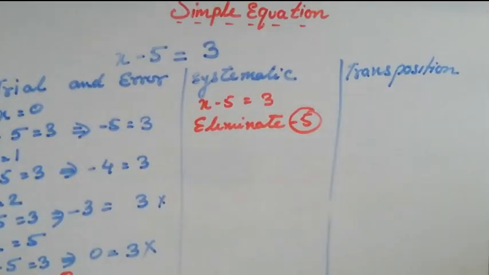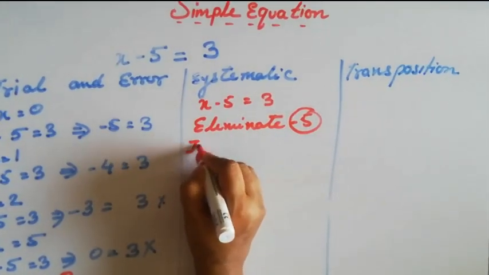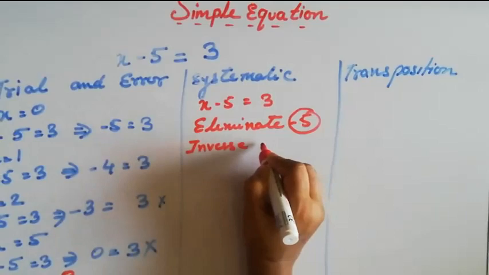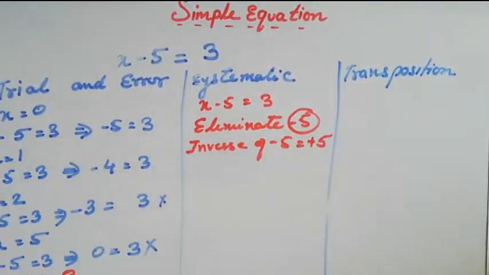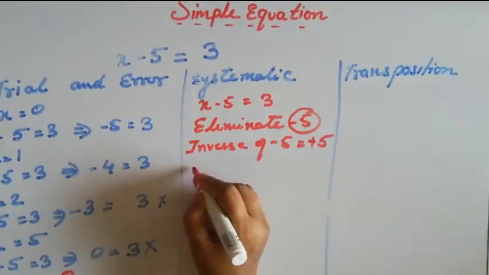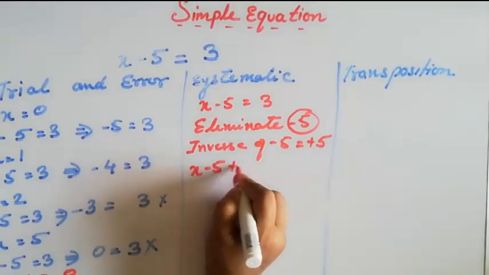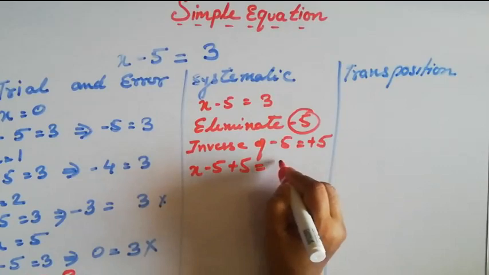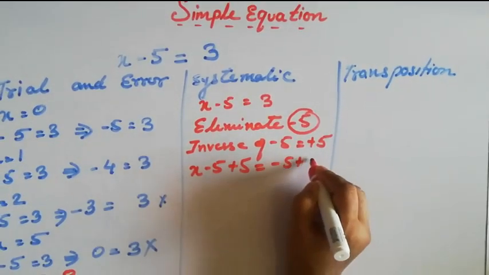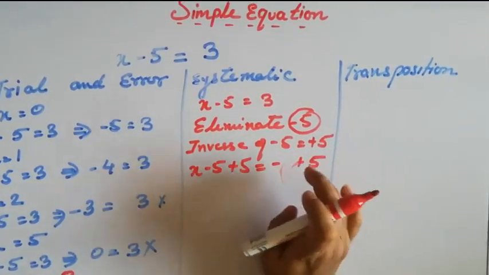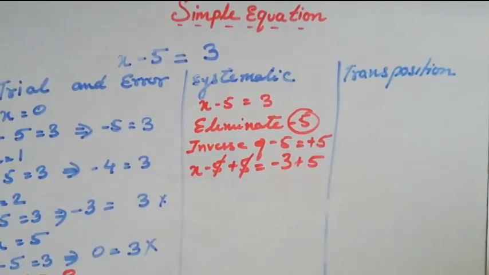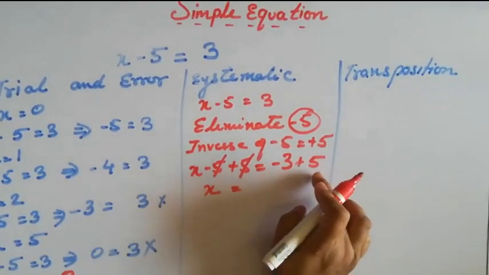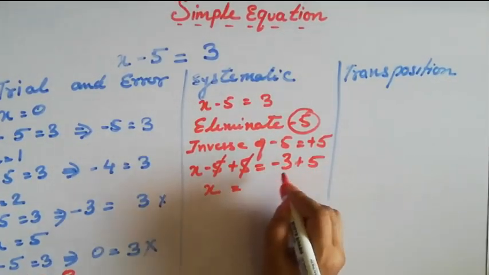So if it is minus 5, I have to take the inverse. Inverse of minus 5 is what? Plus 5. That means I have to add plus 5 in the LHS, and I have to add plus 5 in the RHS also. Clear? So this minus 5 and this 5 are gone. So x is isolated now. X is alone. And 5 plus 3 is 8.